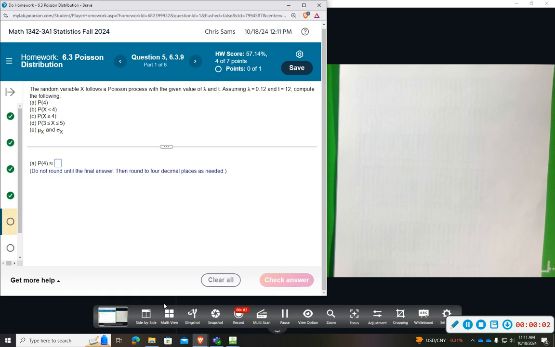All right, question number 5. We have 6 parts. We got a Poisson process. Lambda is 0.12 and t is 12. And we want to find the following probabilities.